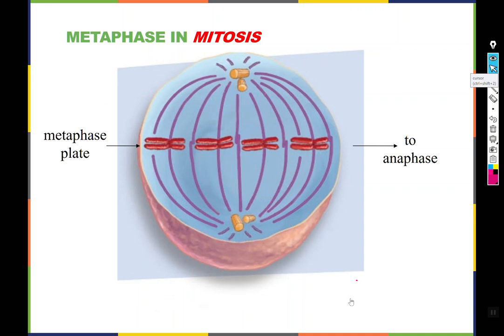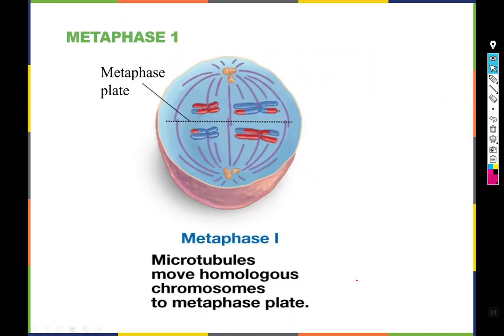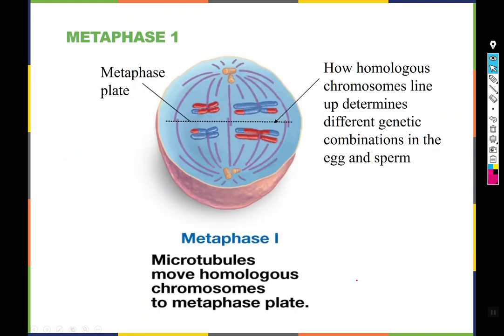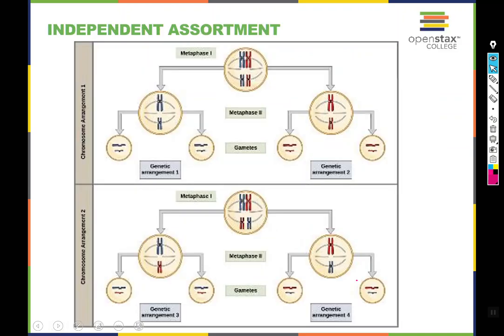So here, just to compare and contrast, here's metaphase in mitosis. So we're going to be pulling these sister chromatids apart, not homologous chromosomes. So, how homologous chromosomes line up determines different genetic combinations in the egg and or sperm. So here's just one more example of independent assortment, and I apologize, the quality of this image is really poor, but as you can see, depending on how the homologous chromosomes line up, you can get different genetic arrangements.